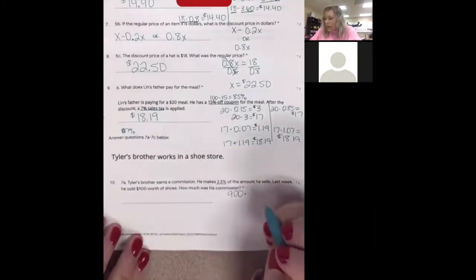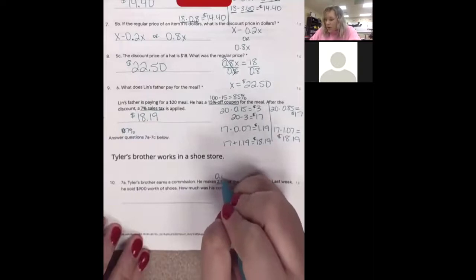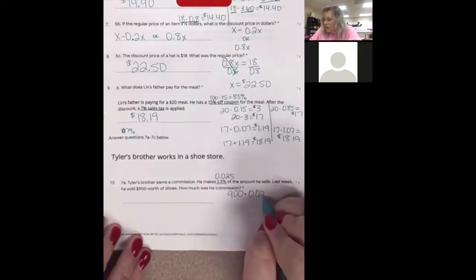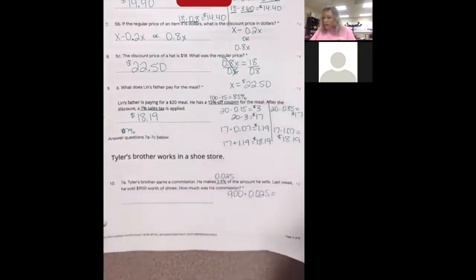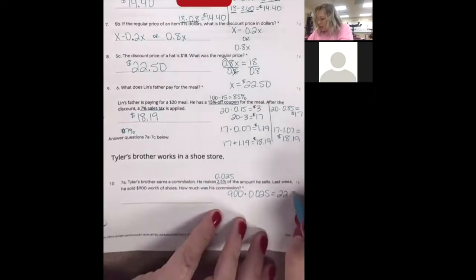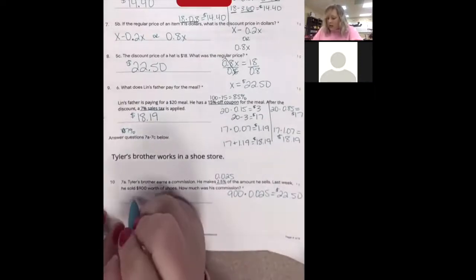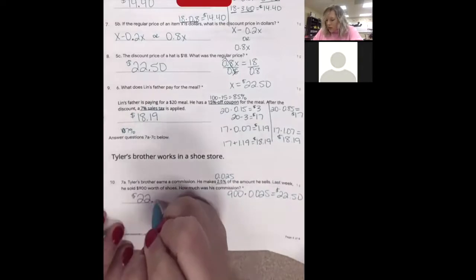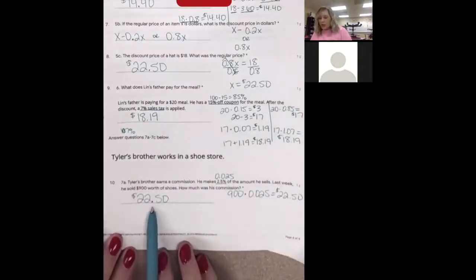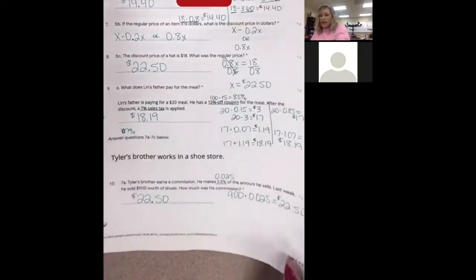So 2.5% as a decimal would be 0.025. So we multiply that, and I believe it's $22.50. Yes. So his commission was $22.50. Make sure you include your 2 decimal places because it is money. So that 0 is important.